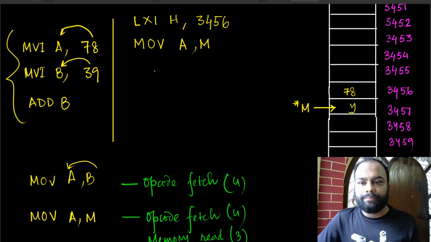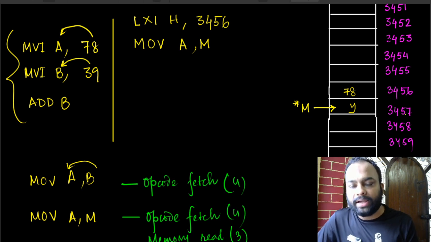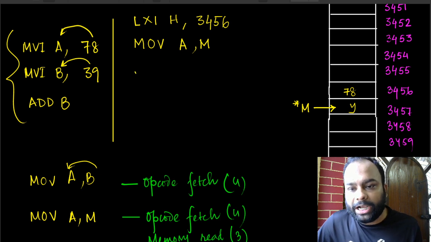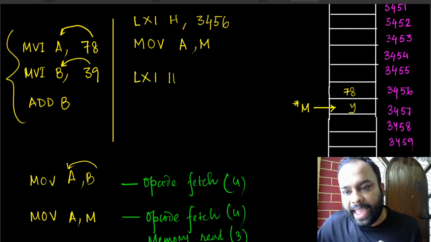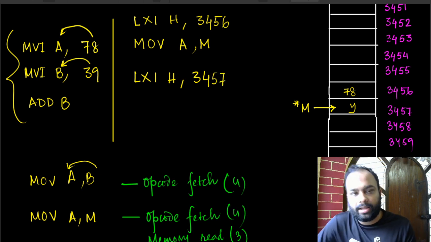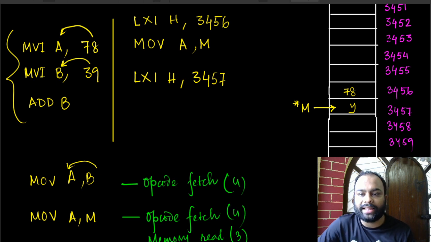So with that said, we have this. Up to this point you understood, right? Now I want my memory pointer to be pointing to the next memory address, which is 3457. So all I can simply do is LXI H, 3457. I can do something like that. I can do LXI H, 3457, just like this one.